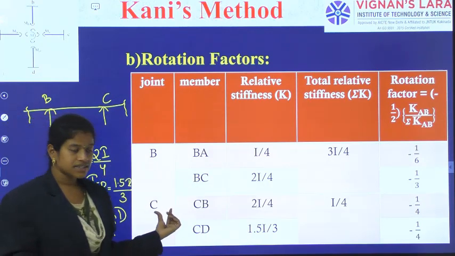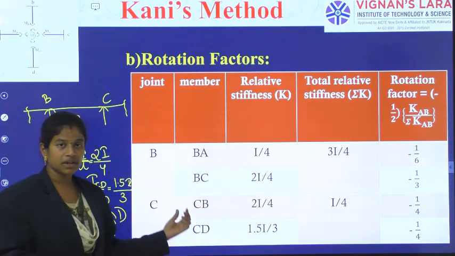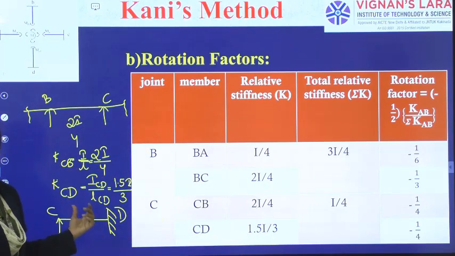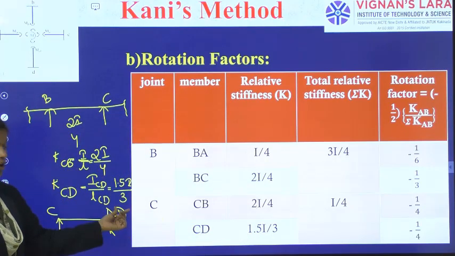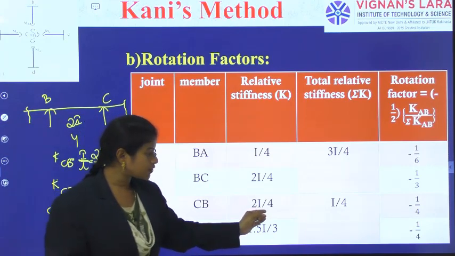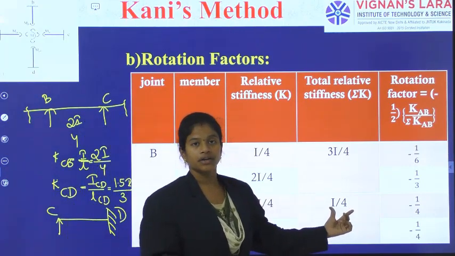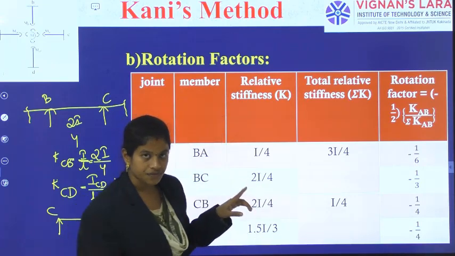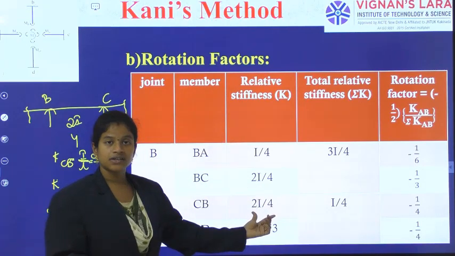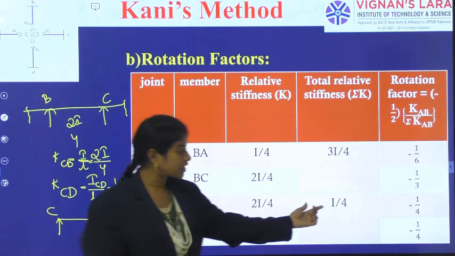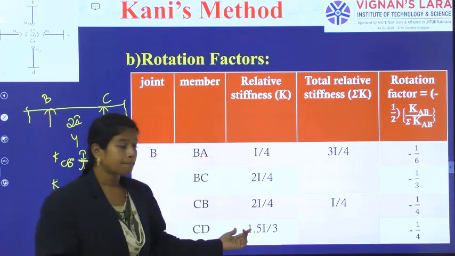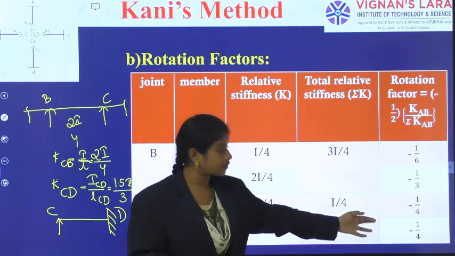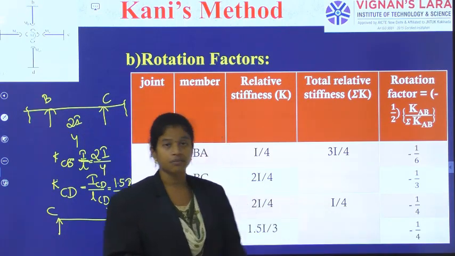So now joint C, CB member, CD member. CB member's relative stiffness is 2I by 4. CD member's relative stiffness is 1.5I by 3. Summation of these two gave me I by 4. Now multiplication of minus half into relative stiffness of the particular member by total relative stiffness at the joint, and then minus half again for the other member. Minus 1 by 4 and minus 1 by 4.